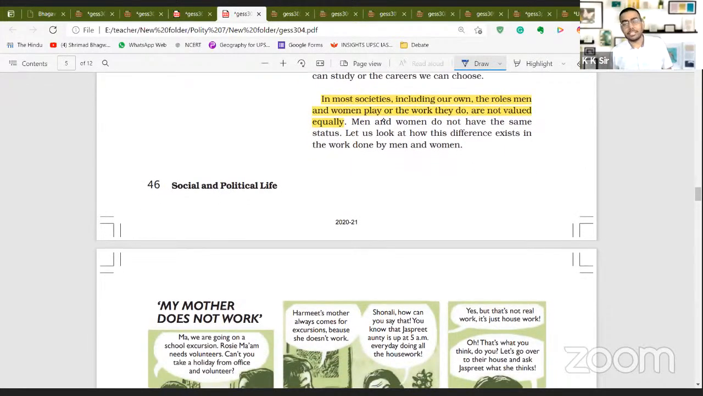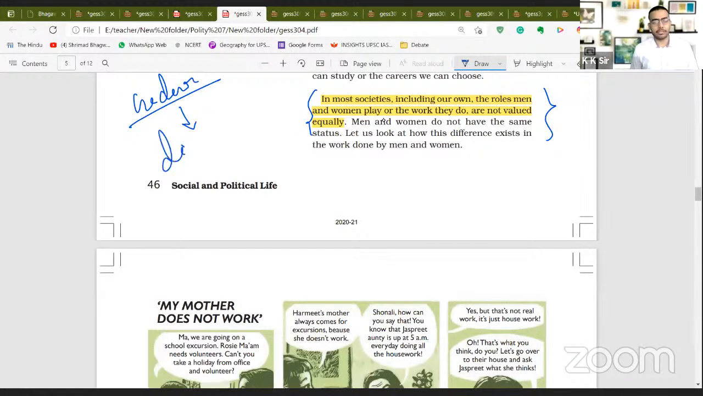In most societies, including ours, the roles men and women play, or the work they do, are not valued equally. From here starts the discrimination. You understand what gender is, but genderification can lead to discrimination. It is perceived that the work done by men is valuable, but the work which women are doing does not have any value.